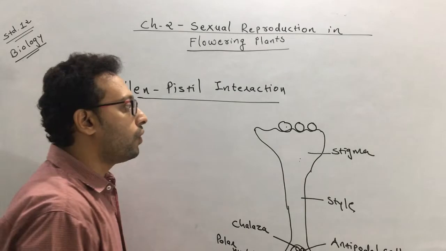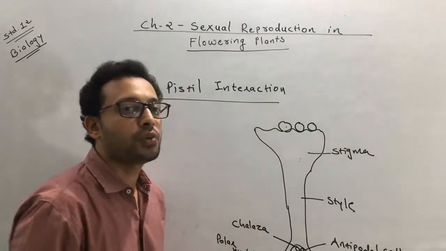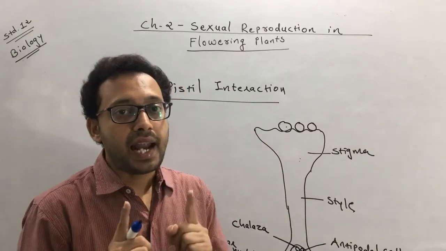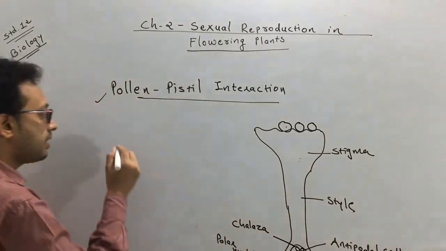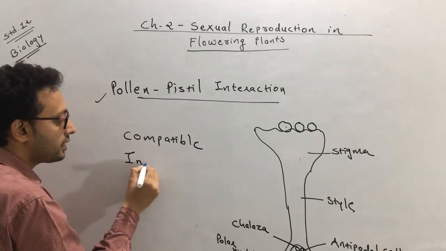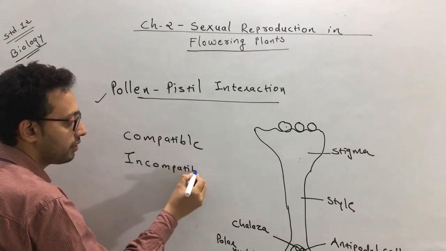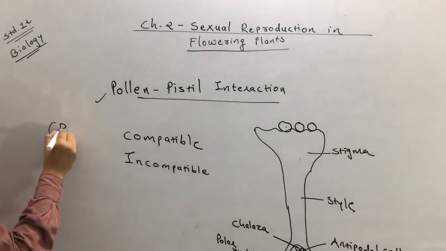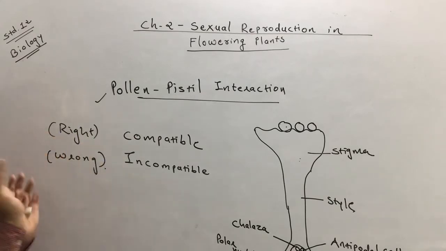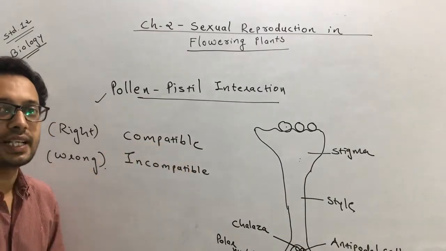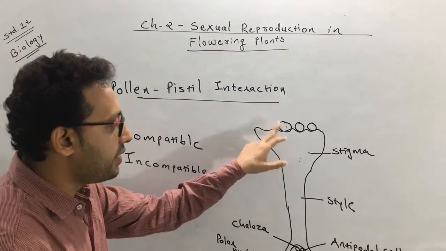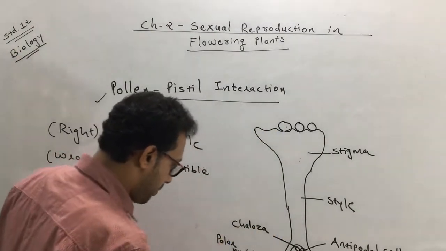Now what happens? Once the pollen grain falls onto the stigma of a carpel, the pistil or the carpel will identify whether it is a compatible pollen or an incompatible pollen. In other words, whether it is a right pollen or a wrong pollen. These are somewhat difficult words to understand, but this is the very easy way: right pollen and wrong pollen. Assume that this is a carpel of a papaya plant.